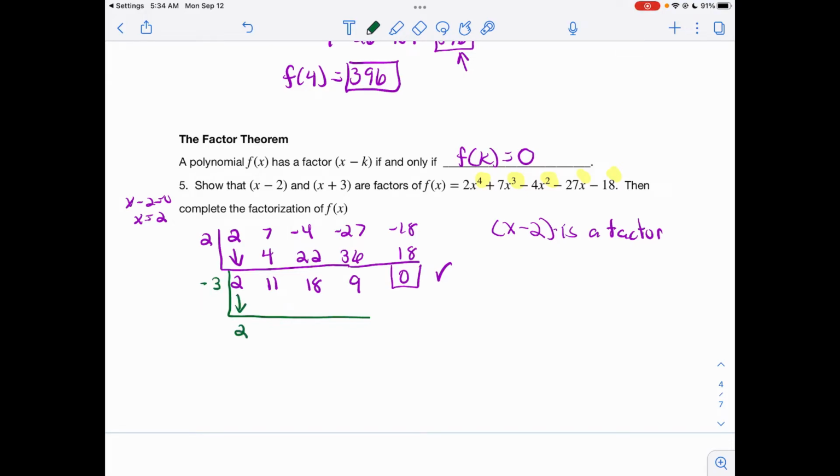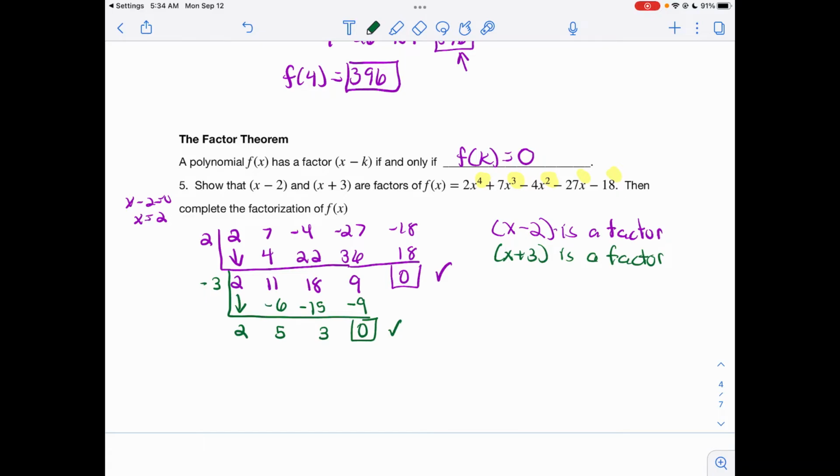So the 2 comes down. 2 times a negative 3 gives us a negative 6. We have 11 minus 6, which is 5. 5 times negative 3 is negative 15. 18 minus 15 gives us 3. 3 times a negative 3 is negative 9. 9 minus 9 is 0. So check. So now I know that x plus 3 is a factor, by our factor theorem. So that's how you do it.